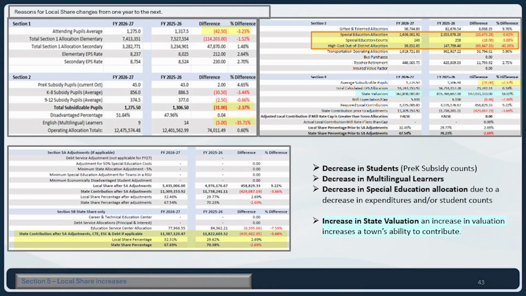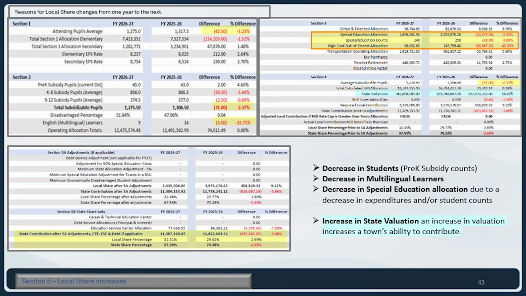This is a quick spreadsheet that we put together. We can do these for anybody, just reach out if you would like one. What it is, it's comparing one year to the next, and it's taking the major points in the ED 279, the EPS formula, where are the points that will most likely make a difference in the state share between the 2 years.